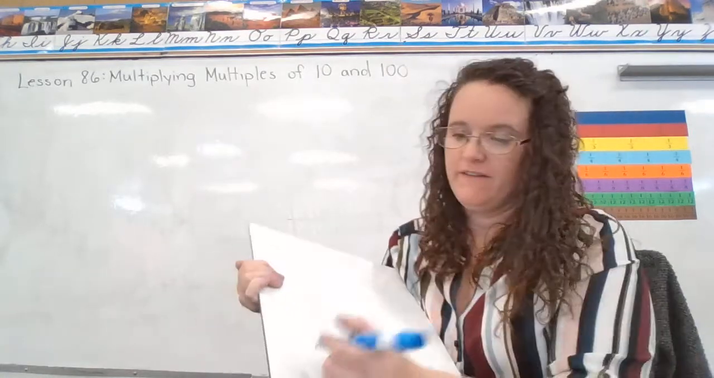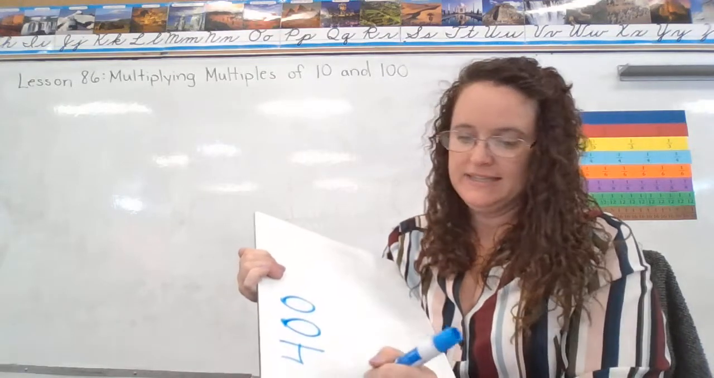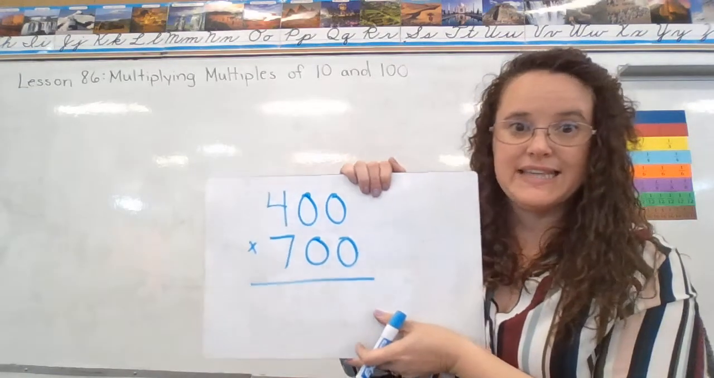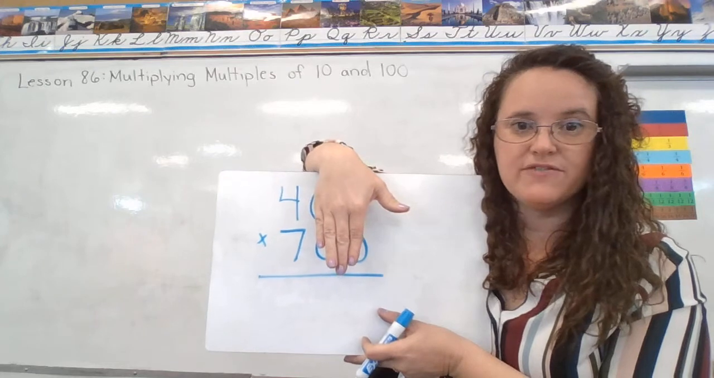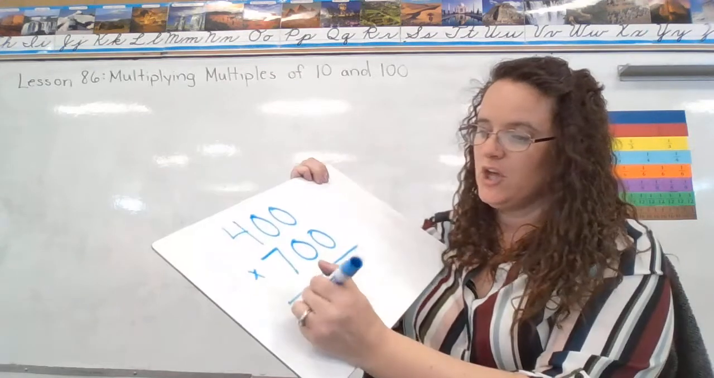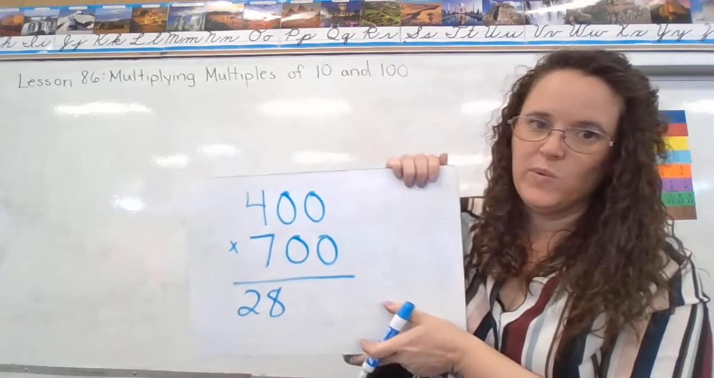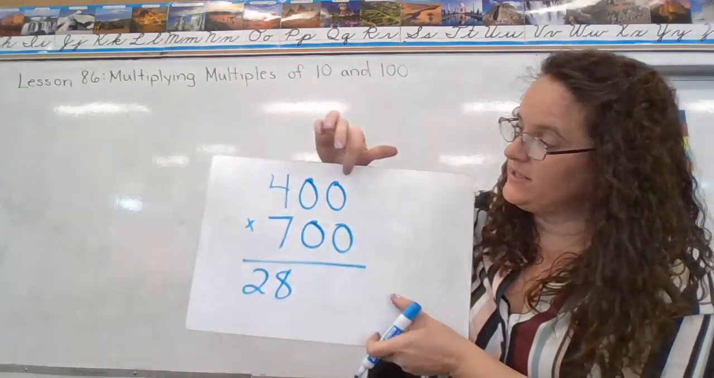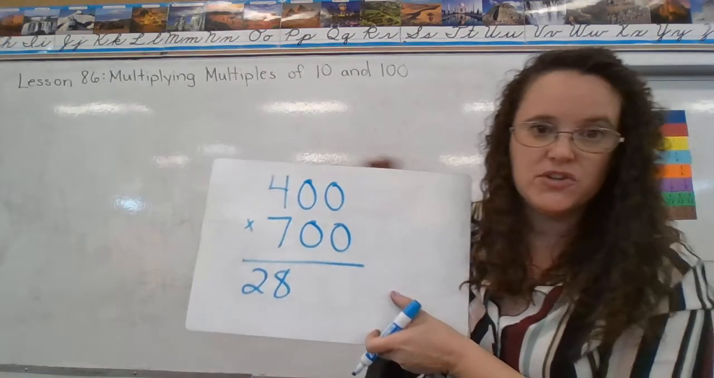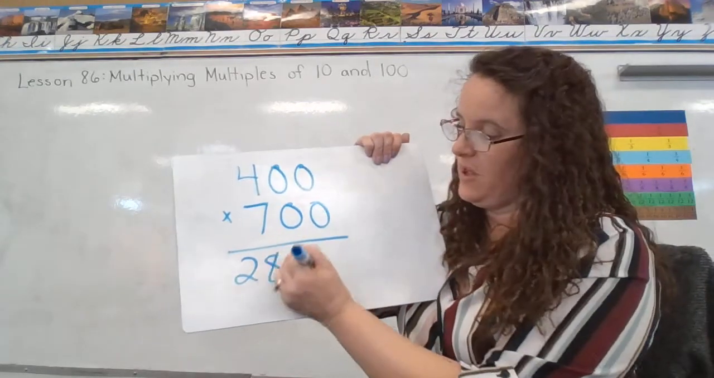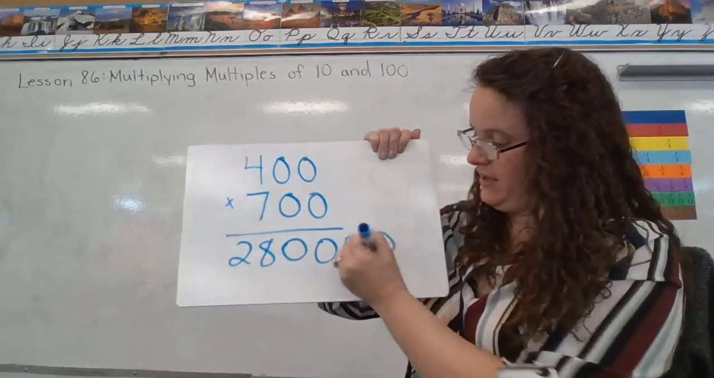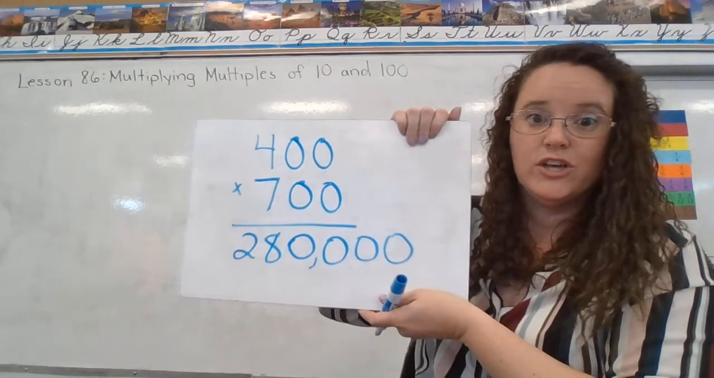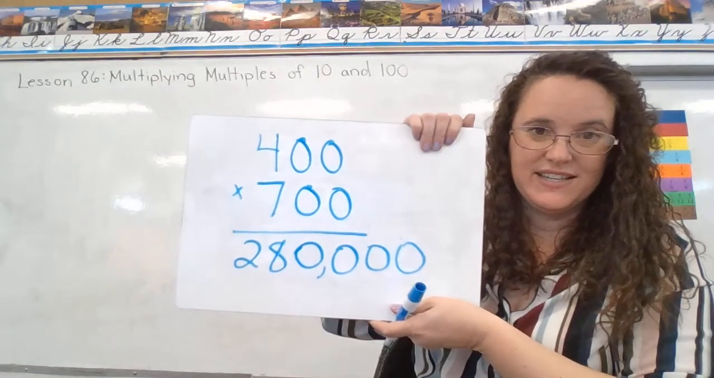Multiply mentally 400 times 700. Same thing. Ignore those zeros. What is 4 times 7? 28. Hardest part of this problem. How many zeros are there? 1, 2, 3, 4. So how many zeros need to be in your answer? 1, 2, 3, 4 zeros. Go on back and fill in your comma there. 280,000 is your answer.